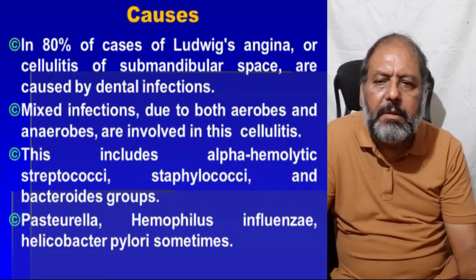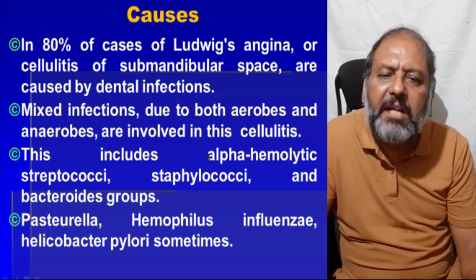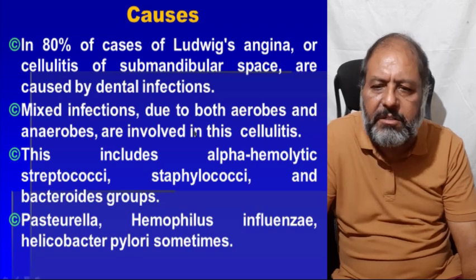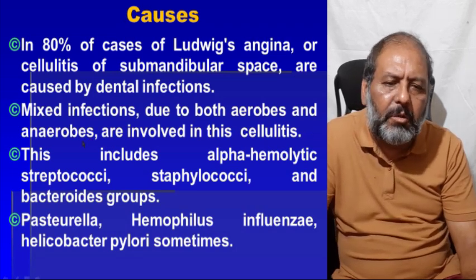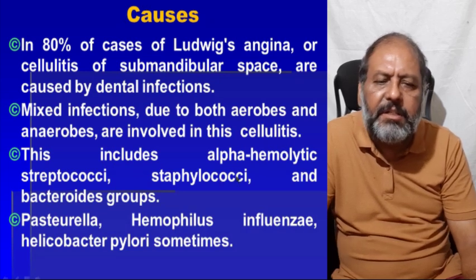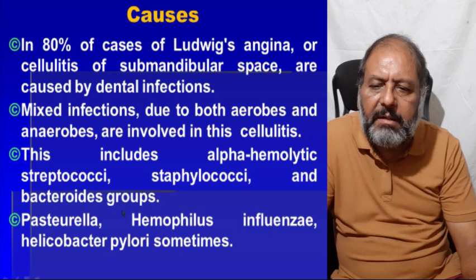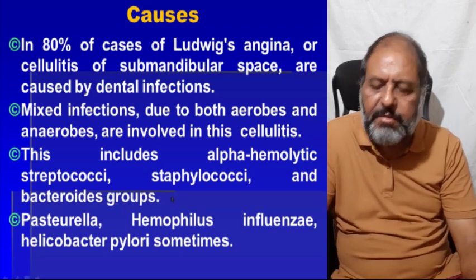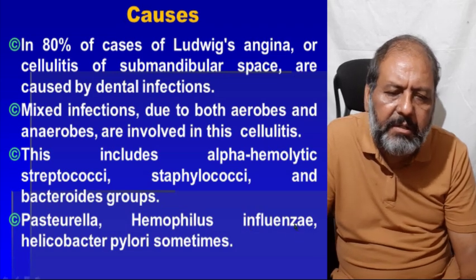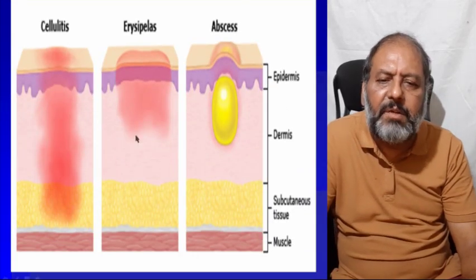cellulitis. Other causes: in 80% of cases, Ludwig angina, or cellulitis of the submandibular space, is caused by dental infections. Mixed infection due to both aerobes and anaerobes is involved in this cellulitis. This includes alpha hemolytic streptococci, staphylococci, and the bacteroides group, which are anaerobes. Also involved are Pasteurella, Haemophilus influenzae, and Helicobacter pylori, sometimes and rarely.